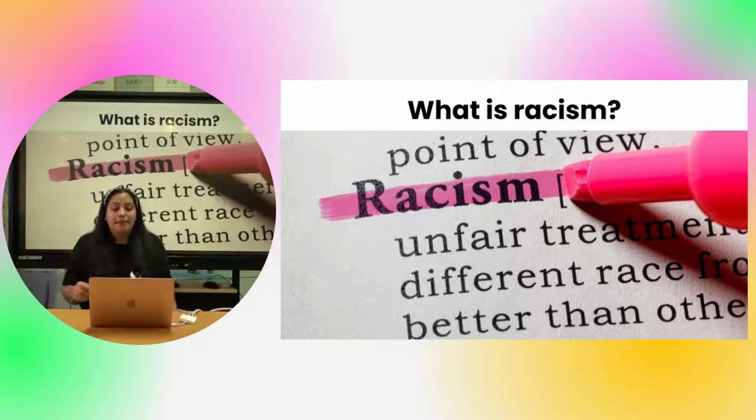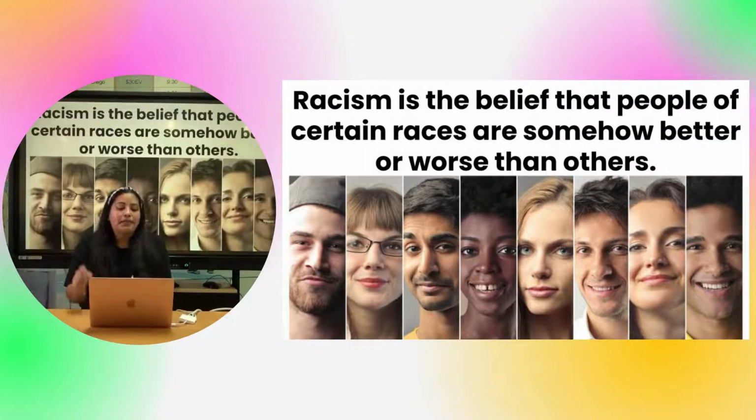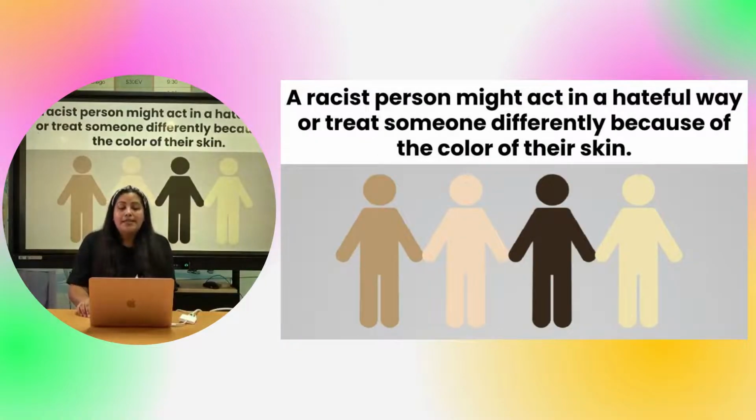What is racism? The person that wrote the book, they want us to think about this question. Racism is the belief that people of certain races are somehow better or worse than others. So some people think when they see someone different that maybe they are better and the other person they see that is different is worse. This idea, it's called racism. A racist person might act in a hateful way or treat someone differently because of the color of their skin.